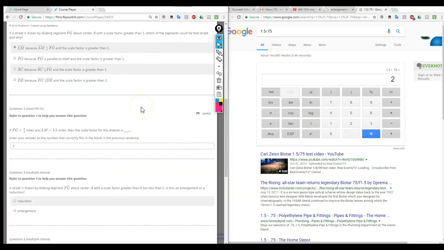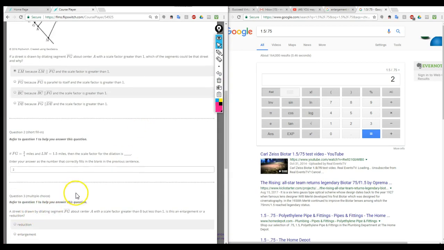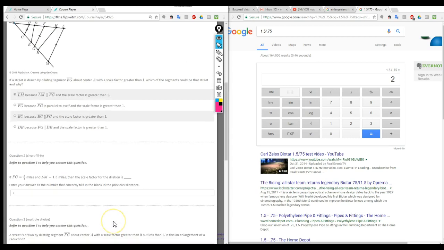Alright, refer to question 1 to help you answer this question. A segment is drawn by dilating segment FG about center A with a scale factor greater than 0 but less than 1. Is this an enlargement or a reduction? If I cannot think of the definition of an enlargement or a reduction, I'm going to think, well, what is a number between 0 and less than 1? And I can think of 1/2. That's between 0 and 1.